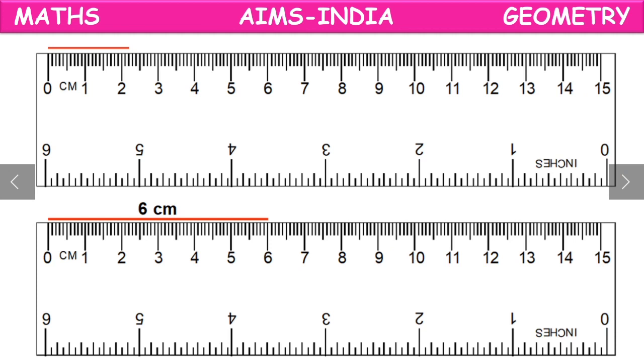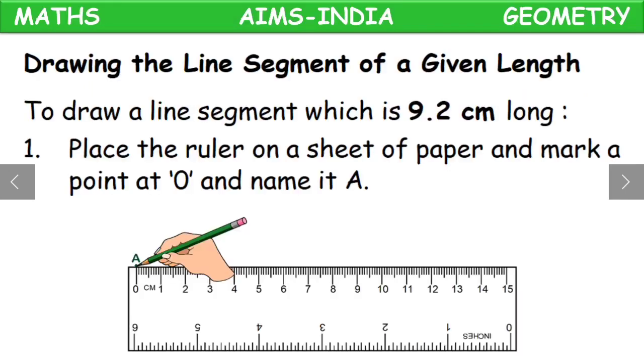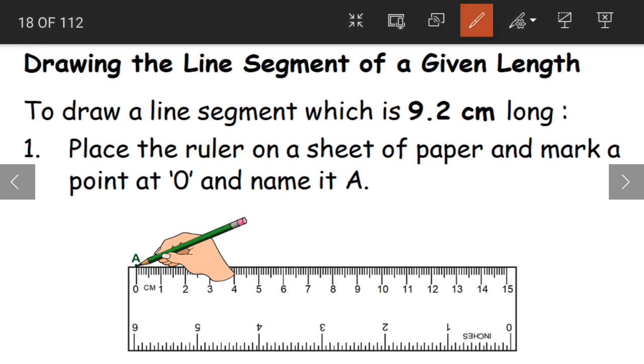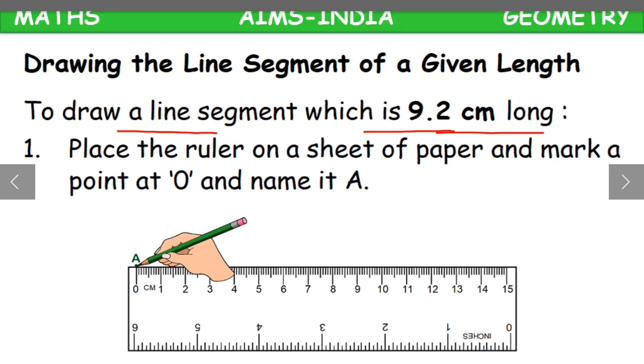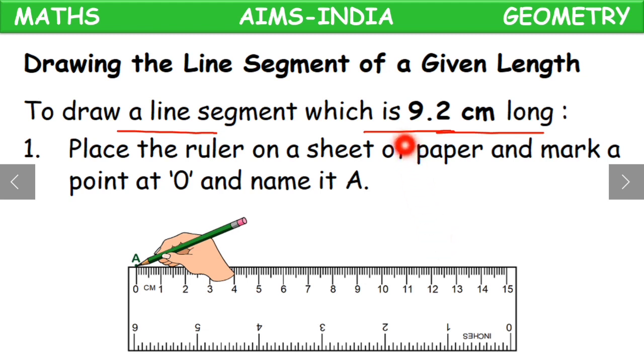How to measure the length of a given line segment, what are the common errors that people tend to make, and how to avoid them. Now coming to the next one, drawing the line segment of a given length. Now how to draw a line segment? To draw a line segment which is 9.2 centimeters long. So our question here is, we have to draw a line segment whose length is 9.2 centimeters.